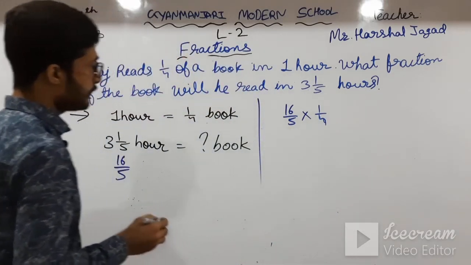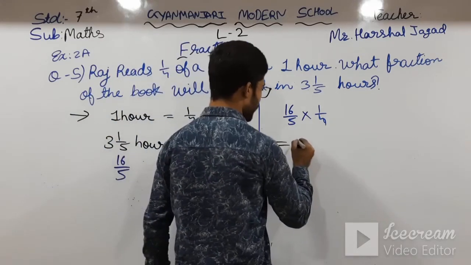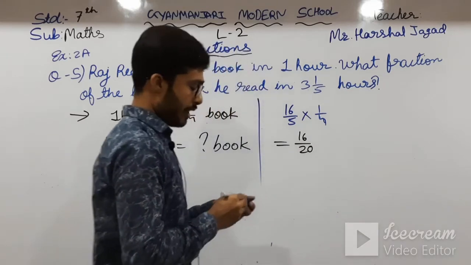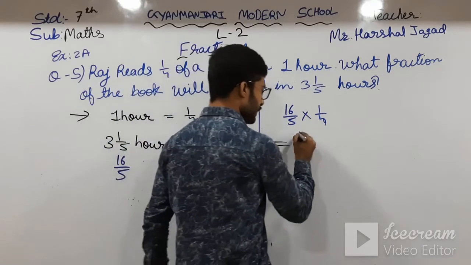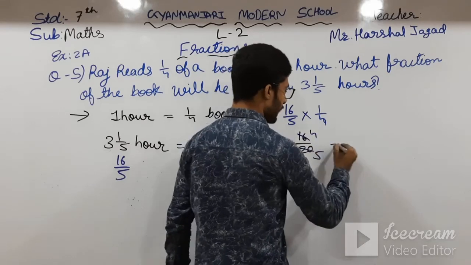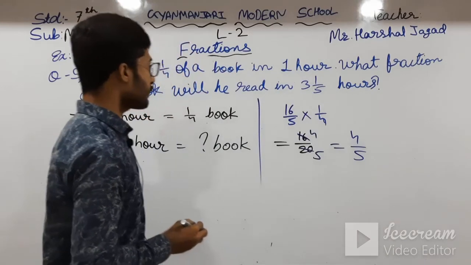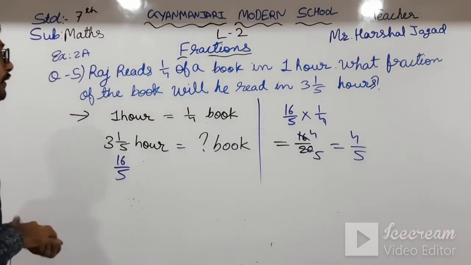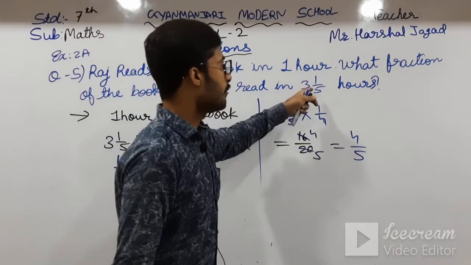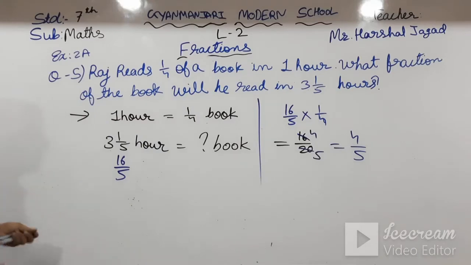So students, we will get the answer as 16/20. How can it be cut? 4 4s are 16, 4 5s are 20, so 4/5. What fraction of the book will he read in 3 and 1/5 hours? Okay, students, so this is the answer.